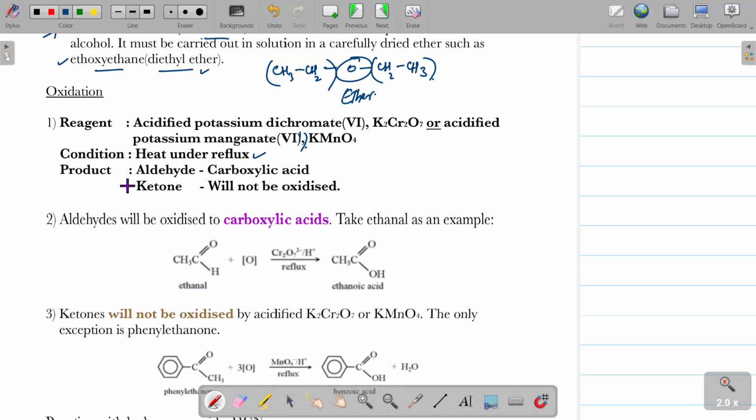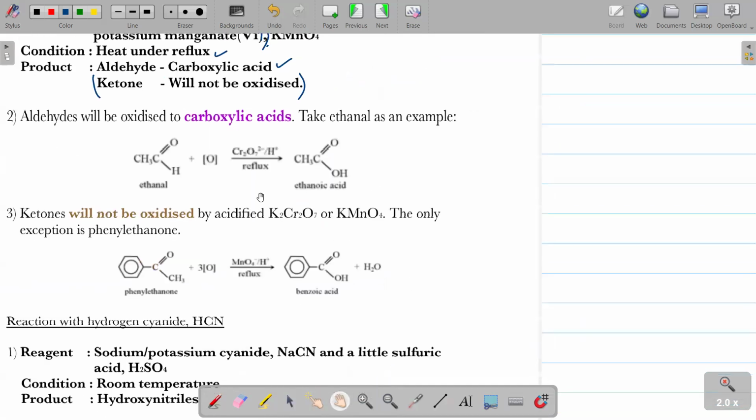And this point is also very important: ketones do not undergo oxidation. Aldehydes only give us carboxylic acids. You can see here, oxidizing ethanal gives us ethanoic acid. And ketones do not give oxidation reactions. There is only one exception here.